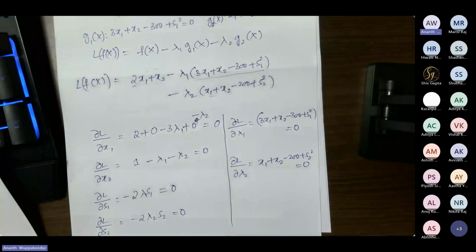Now you can solve this by, for example, we can have 4 possible solutions in this case. And what are the 4 possible solutions?